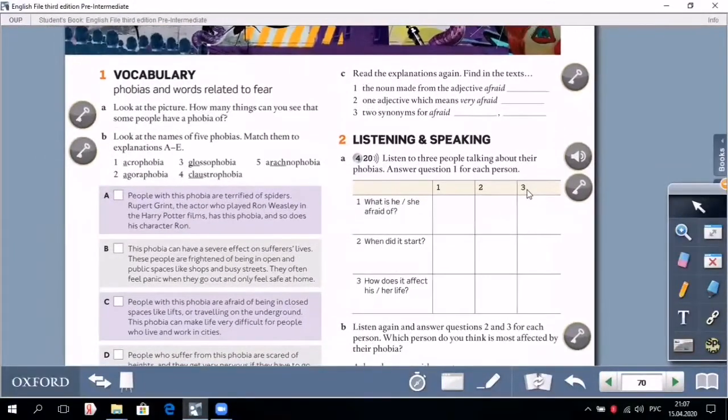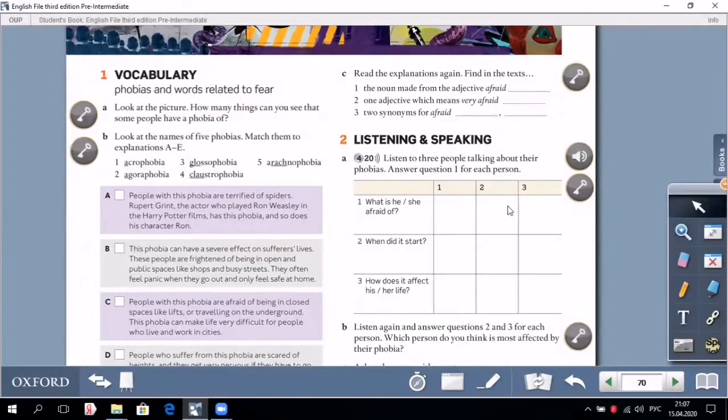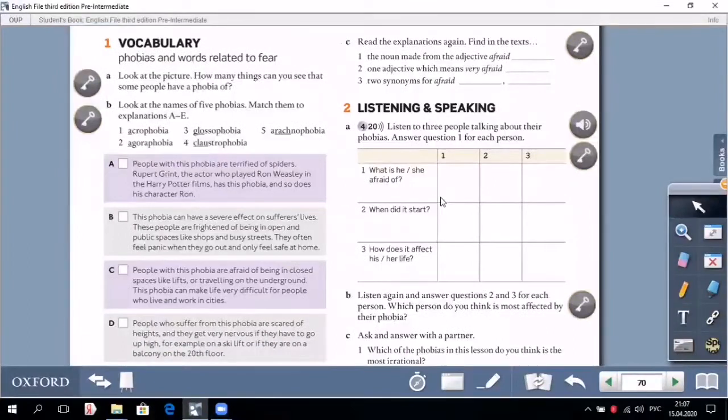Okay. We have just listened to the interview where 3 people told about their fears, about their phobias, and how these phobias affect their life. Here we have 3 questions, and you should put the 3 answers here. Listen to the 3 people talking about their phobias and answer the questions, one for each person. The first question is, what is he or she afraid of? One of them is afraid of clowns. One of them, spiders maybe.